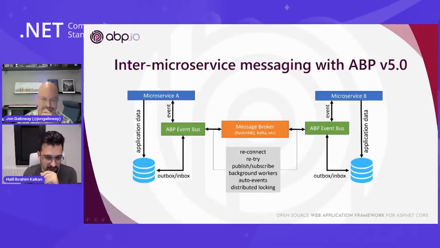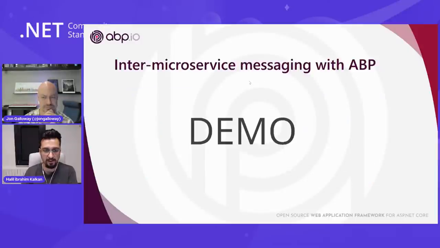And also it has auto events. That means, for example, there are some typical events. If you have a product entity, you typically publish create, delete, and update events. ABP automates publishing these events for all entities when you enable it for an entity. This is also a good point about the messaging.